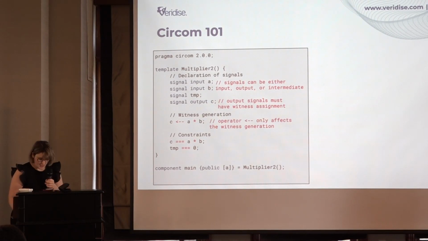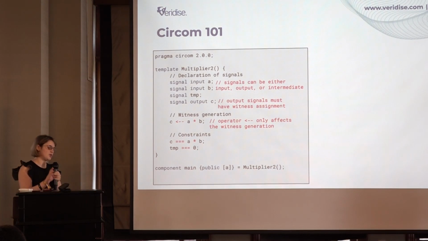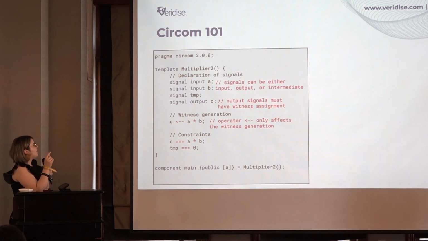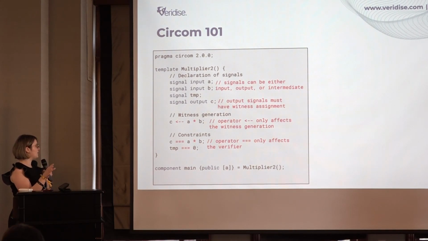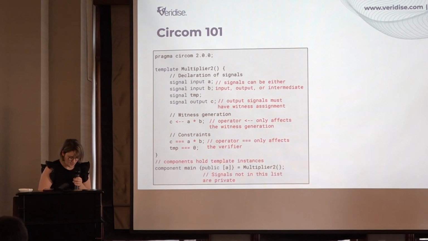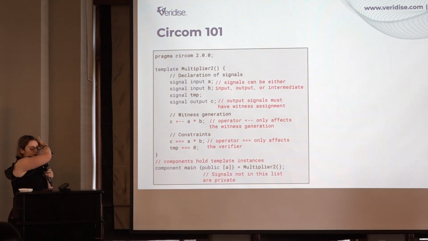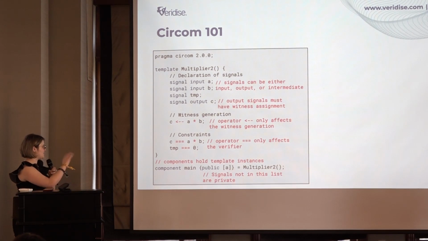All right. What you can see here is the witness generator. So in general, when you see this operand arrow and double dash, it will only affect the witness generation and the computation, basically. And this operator, triple equal, will only affect the verifier because this consists of the constraints that will be checked by the verifier. All right, so you can also have signals that are private or public, so you can denote them using this syntax below.